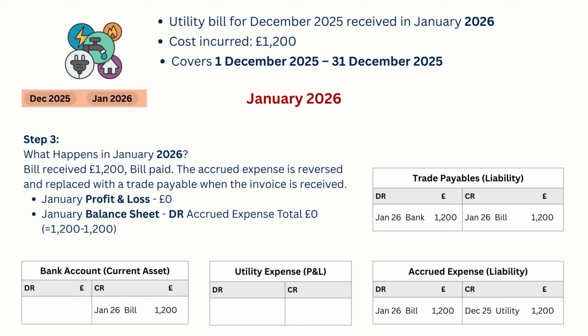Next, when we pay the supplier, we clear the trade payables and reduce the bank balance. Journal when the bill is paid. Debit trade payables £1,200, payable goes down to £0, and credit bank £1,200. Money leaves the bank. What changes now? Bank decreases by £1,200. Trade payables decreases by £1,200.